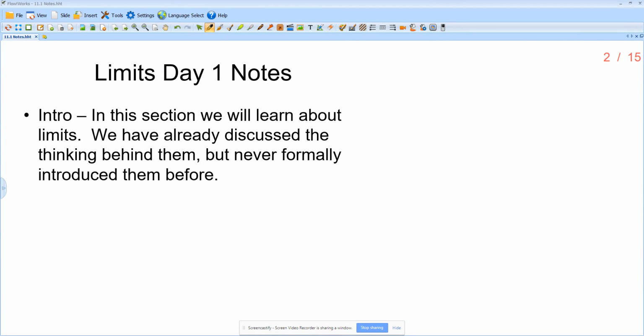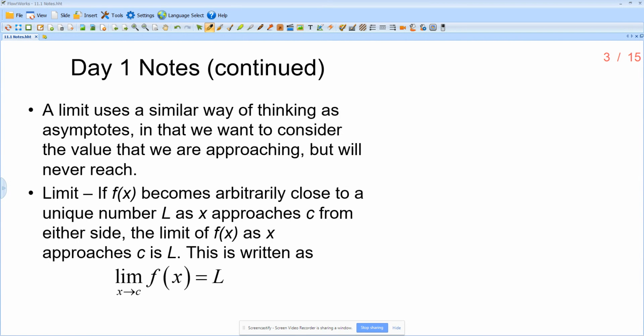We've already discussed the thinking behind them, and we'll talk about where we've sort of seen something that has a similar mindset, but we haven't exactly formally introduced them yet. So a limit uses a similar way of thinking as asymptotes, in that what we want to consider is the value that we're approaching, but we never reach. So if you think about all those times in which graphically we've been graphing asymptotes, what we've always been saying is the function is getting closer and closer to that, but never reaches it. And that's what we're going to really be talking about in limits.